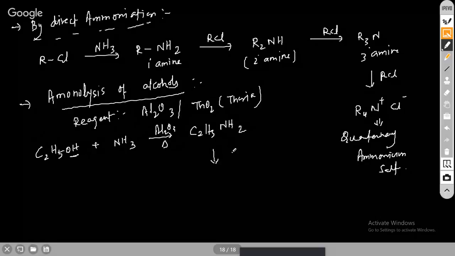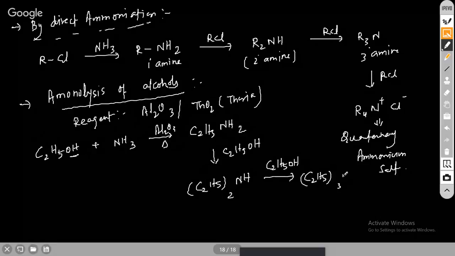Again, you put here C2H5OH, then you get (C2H5)2NH, 2 degree amine. One more time the same reaction proceeds, and it forms (C2H5)3N. So 1 degree, 2 degree, and 3 degree amines we get. Okay.